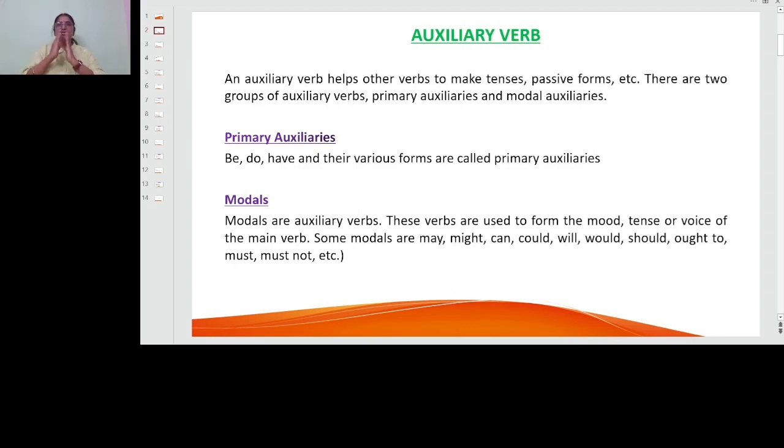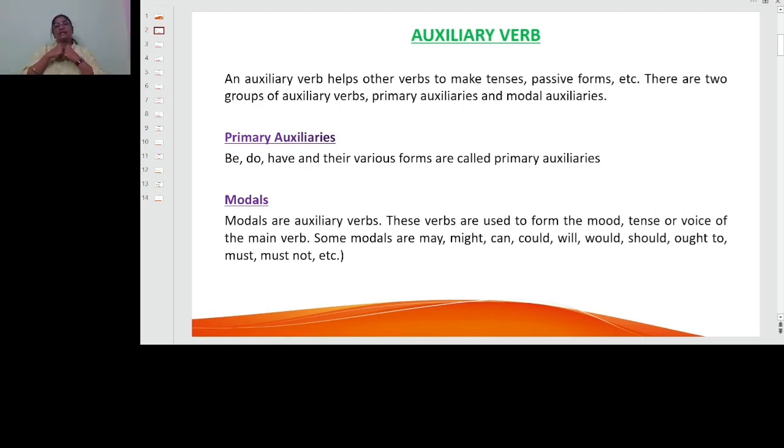If you use them in sentences: he is playing the cricket. Now play becomes the main verb. Is is the auxiliary verb, which is the be form of the verb. Sometimes, as I said, these verbs need not be helping verbs. They can stand by themselves.